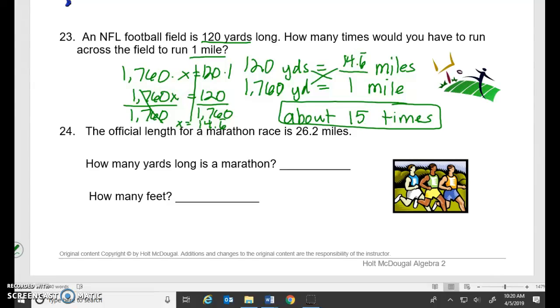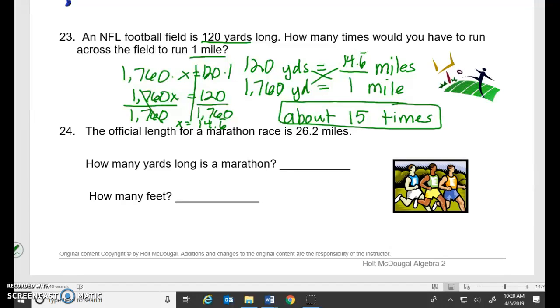Okay. On the 120 yards, it says that 120 yards equals 14.6 miles, but on the 1,760 it equals 1. I know this one, because see how they are different? We have this one equals to 1. This is how many it is for 14.6.